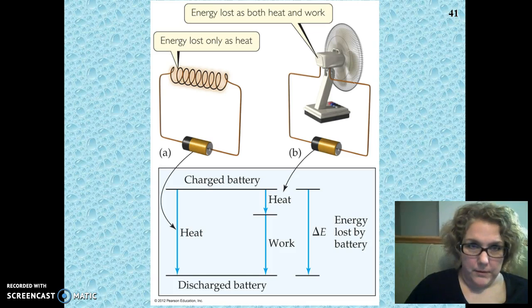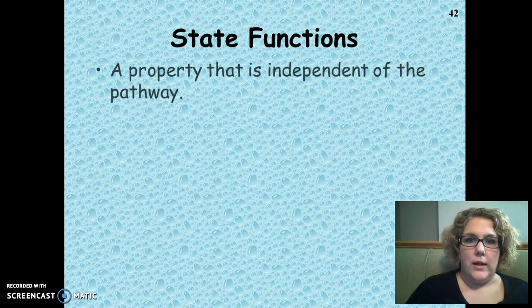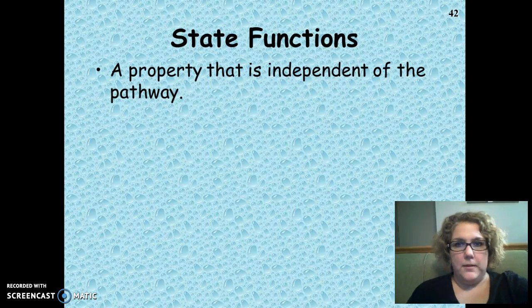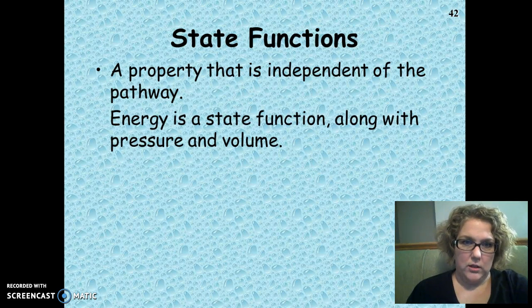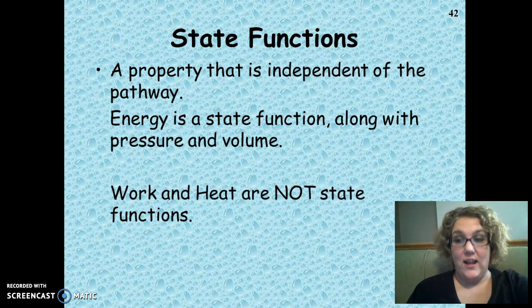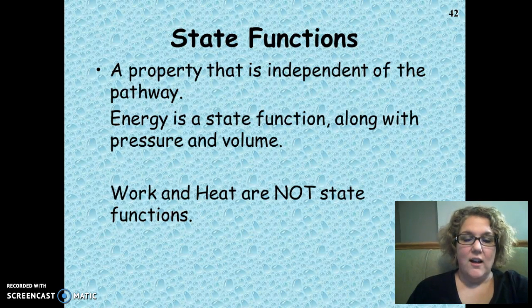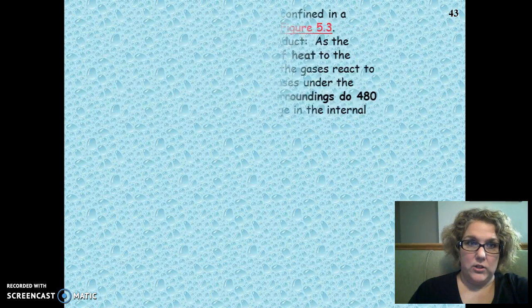All right, here's kind of a pictorial version of what we just said there. Okay, so a state function is simply a property that is independent of the pathway. Energy is another state function along with pressure and volume and temperature. Those are all state functions. Work and heat, however, are not state functions. Think back to the hikers taking the two different paths. One hiker did a heck of a lot more work than the other one. So work and heat do depend on the pathway. Those are not state functions.